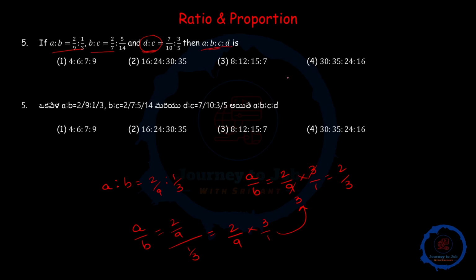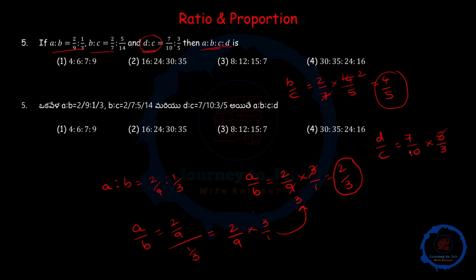Next, b by c is what, 2 by 7 and just reverse 14 by 5. So 7 ones are 7, 7 twos are 14, so 2 into 2, 4 by 5. Okay, b by c ratio we got 4 by 5. A by b is 2 by 3. Next, d by c is equal to 7 by 10, keep it as it is, and reverse 3 by 5 to 5 by 3. So 5 ones are 5, 5 twos are 10, so it will become 7 by 6 and c by d will become 6 by 7.